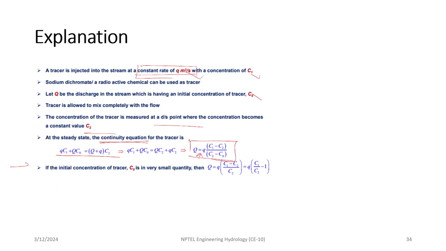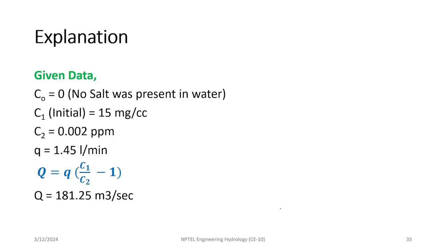Now it is also mentioned that if the background concentration is missing, then we can directly use this equation, that is Q equals C1 upon C2 minus 1. So the answer is 181.25 meter cube per second. I guess Bala Murugan solved correctly.